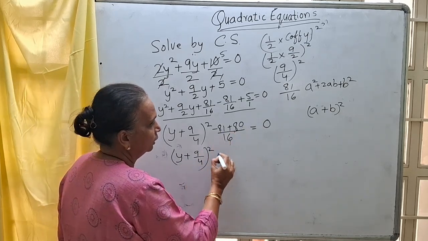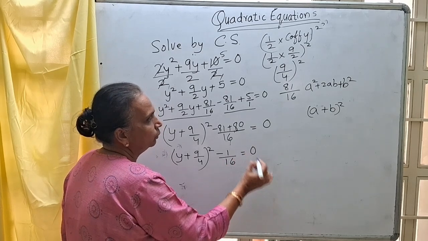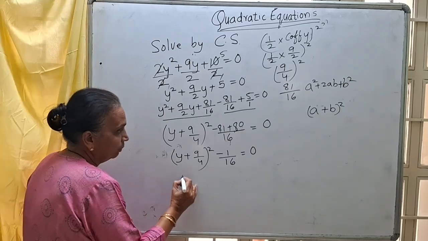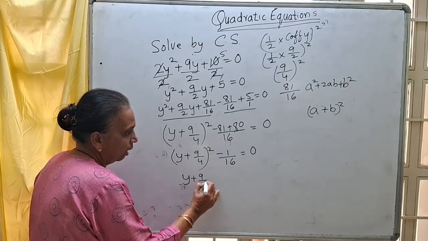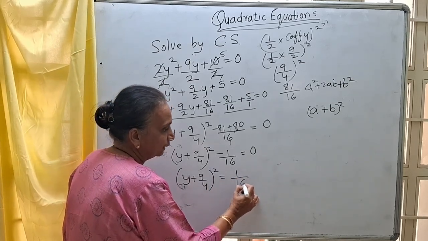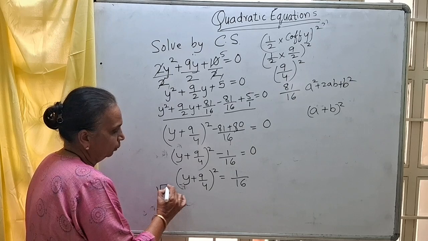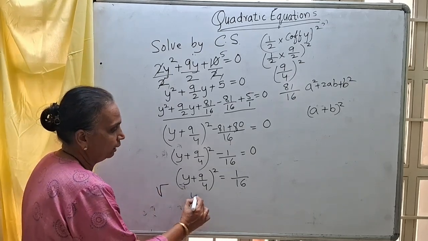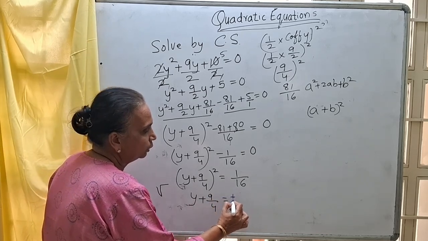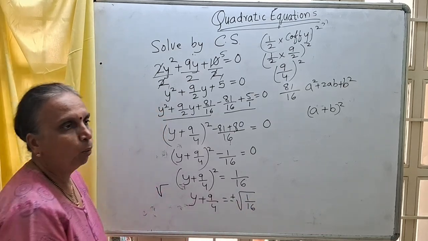One is plus, one is minus, minus with greater number sign, minus 1 upon 16 is equal to 0. Then again, variable on one side, number on other side. So what I will be writing? Y plus 9 upon 4, the whole square is equal to 1 upon 16. Okay, now to take out this square, what I am going to do? Take the square root. So what I will be getting? Y plus 9 upon 4 is equal to plus or minus root of 1 upon 16. Root of 1 will be 1 only.